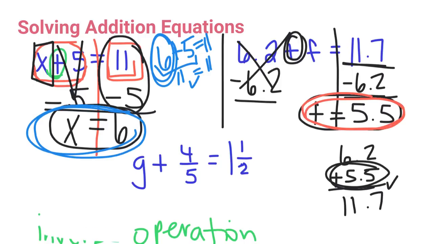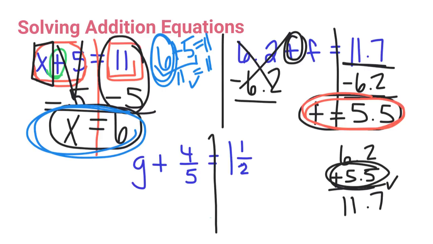Our final example is now looking at a fraction. Notice that I already did an example with a whole number and a decimal. Now I'm going to look at using fractions. Again, I'm going to draw my line down through the equal sign. I'm currently adding, so I'm going to subtract because that's the inverse operation. So I'm going to subtract 4/5 from both sides.